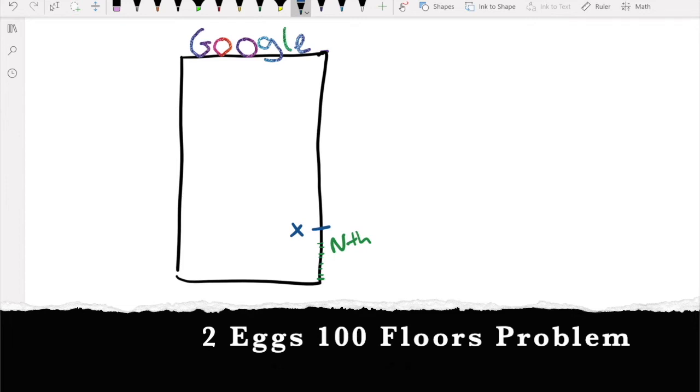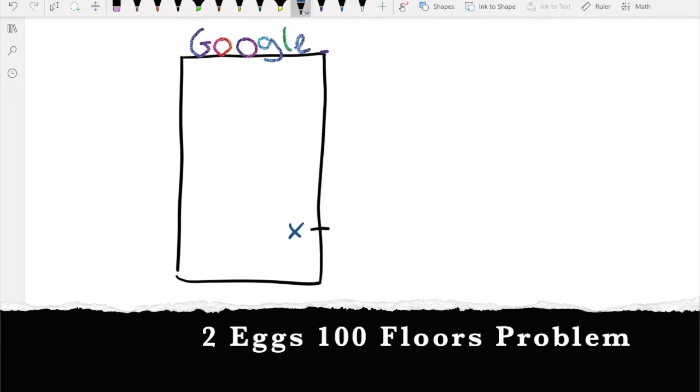So the most drops it would take if your first egg broke would be X drops, because your first drop broke, and then the worst case scenario is the nth floor is the floor right below where your first drop was. So it's 1, and then you have to drop it all the way till you get right before that floor you started at. So that's going to be a total of X, whatever your X was.